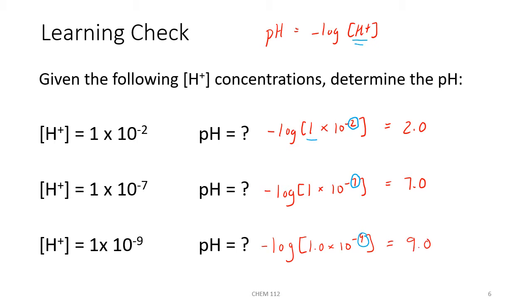Our first one has a pH that's less than 7. So the pH of 2, this is an acidic solution. When we have a pH of exactly equal to 7, this is neutral. And in our last one, the pH was greater than 7, so this would be a basic solution.